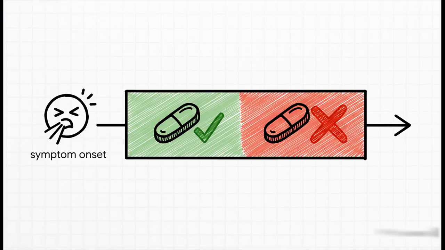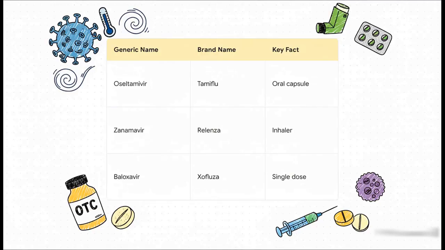And here's another huge point, both for the test and for real life. These antiviral medications have a really narrow window where they actually work. To be effective, to actually shorten the illness or make symptoms less severe, they have to be started within about 36 to 48 hours after those first symptoms pop up. If you wait any longer than that, their benefit just plummets. Okay, these are your high-yield players right here.